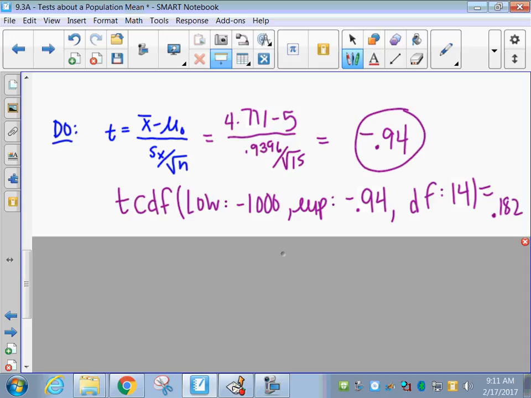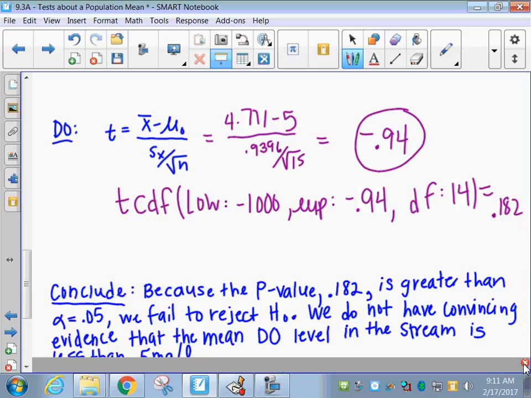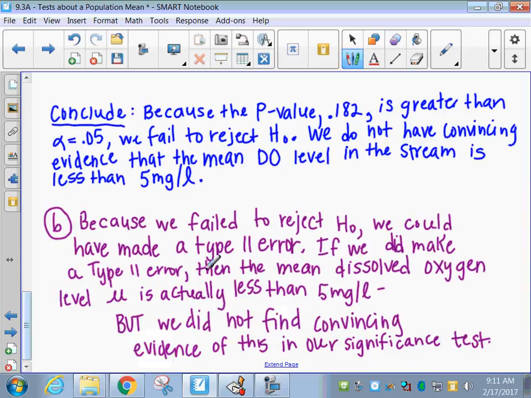Is that a small enough p-value to reject the null? No. All right. So our conclusion is because the p-value 0.182 is greater than alpha, we fail to reject the null. Always say it like this, right? We either reject the null or we fail to reject the null. We do not have convincing evidence that the mean DO level in the stream is less than 5 milligrams per liter. Both sentences are important, you guys. I also want this sentence about we either have convincing evidence or we don't have convincing evidence, okay?